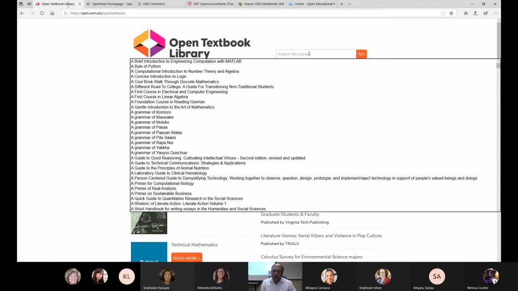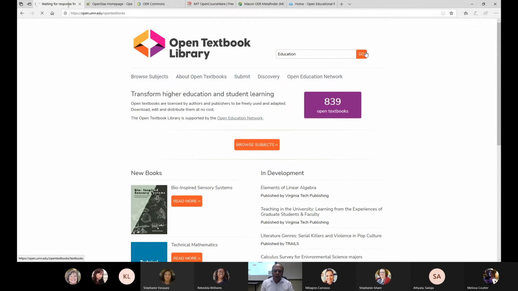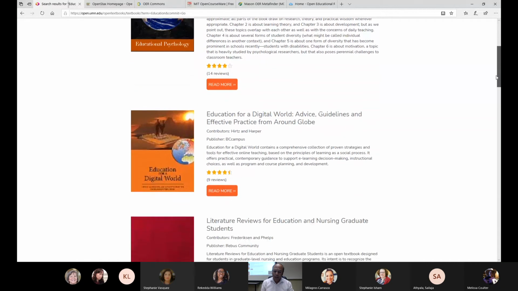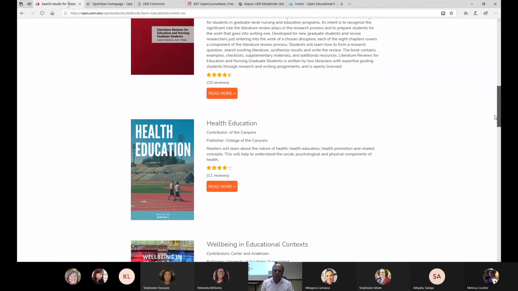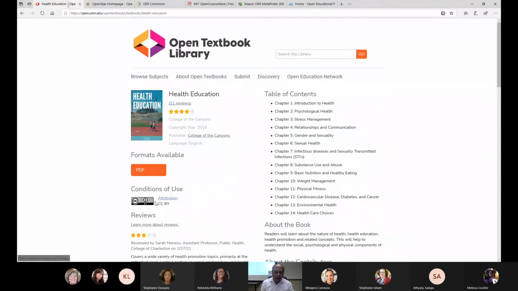For example, I'm just showing a simple example. It's a broad example, but anyway, education. I'm looking for some books about education. You can see all the education OER textbooks, and you can use any of the books. For example, if you teach health education and you think, okay, this book is good for my coursework, and you want to see its Creative Commons licensing, you can see this is CC BY, attribution.